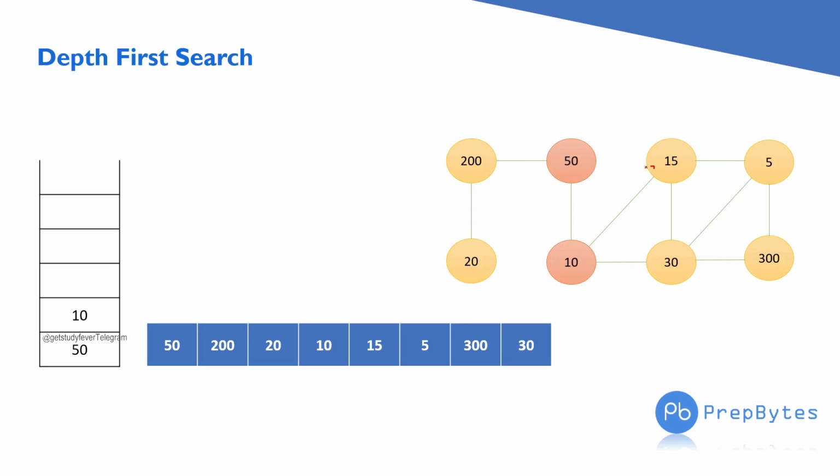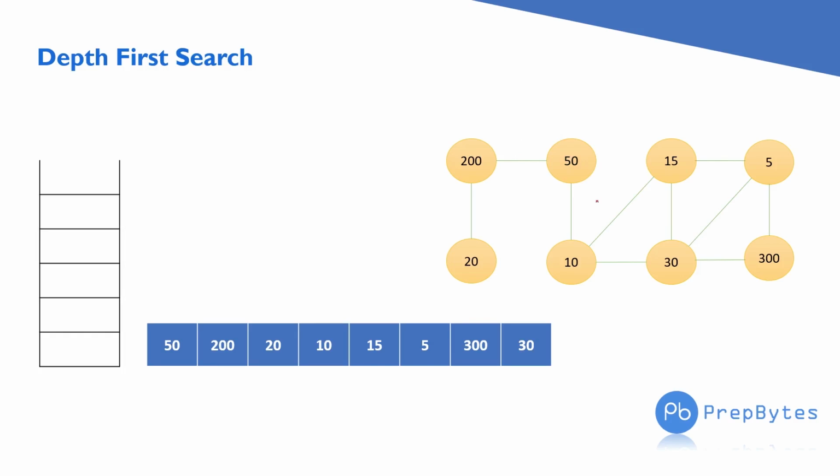15 will go back to 10 and it will check, are all its neighbors visited? 10's neighbors are all visited. So it will explode. So 10 will go back to 50 again. Similarly here, it will check whether all my neighbors are visited. Yes. So it is done. So this was depth first search.